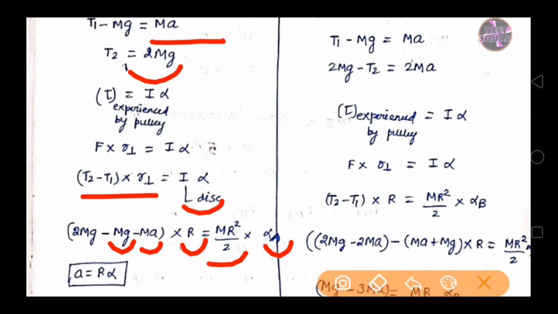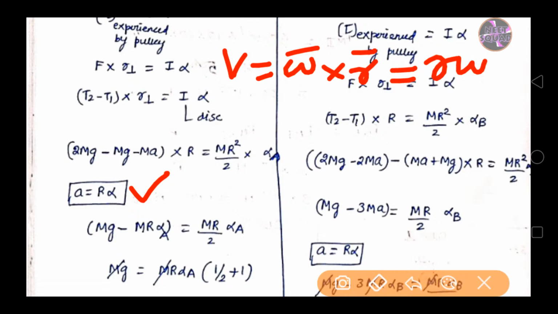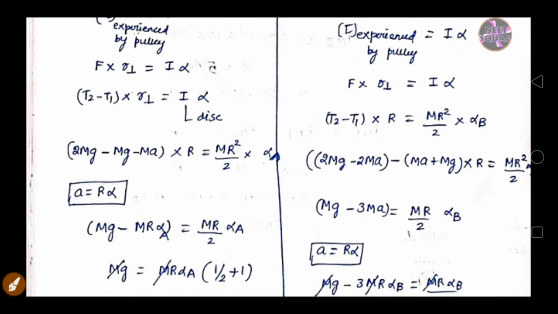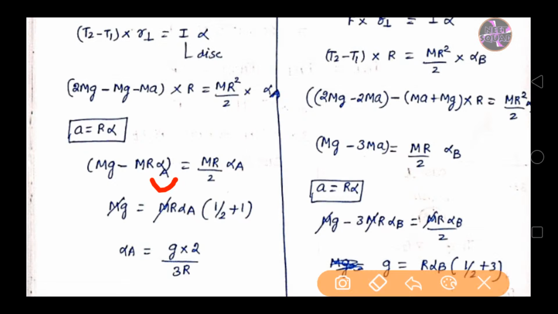Okay, what is this A? Substitute A as R alpha. We know that V is equal to omega cross R, or simply you can say R omega. A is equal to alpha cross R, or simply say R alpha, right? A is equal to R alpha. Alpha means specifically alpha A.